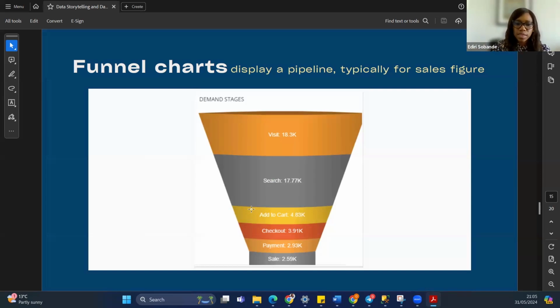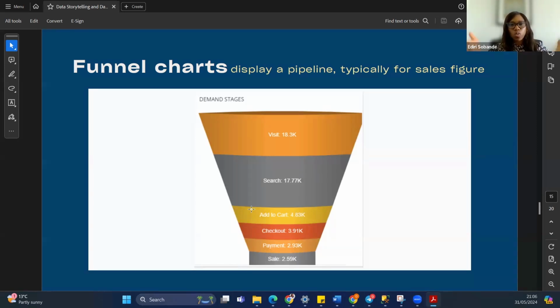So for instance, in this case, you can see site visits, it was high at the top. Search, it begins to drop. Those who engaged, interacted with the site, and then picked items and added them to their carts, that's one stage. Then who are those who checked out? Some people will have items in their cart and they'll leave it there forever. If you like doing online shopping, sometimes you just buy things, put them in your cart, and you forget about it. So you will fall into that category. And then it goes on to the end where you actually make a sale.